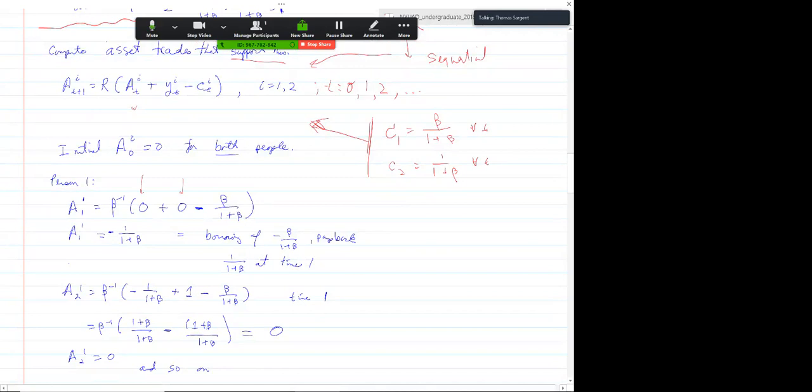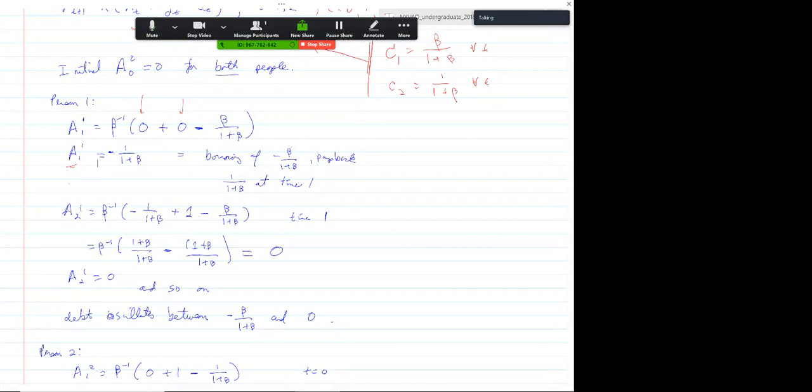So I solve, I get A1 over 1 is equal to minus 1 over 1 plus beta, which means that what the person does is he borrows beta over 1 plus beta. But in the next period, he has to pay beta over 1 plus beta back plus the interest rate. And that gives him 1 over 1 plus beta. So this is what he owes. That's his debt.